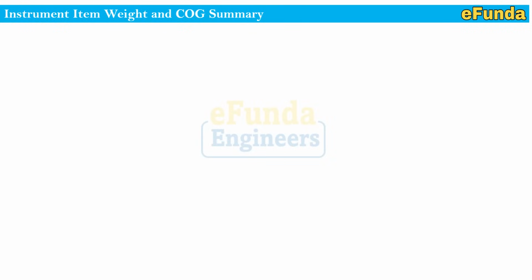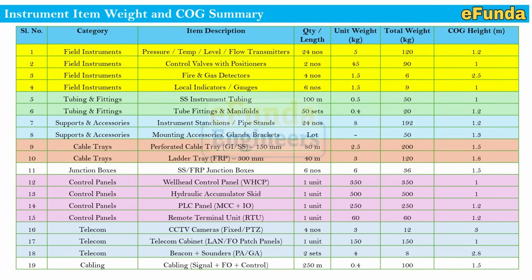Now moving on to the instrument item weight and COG summary. This table is for ready reference, where one can see the categories, item description, quantity, unit weight, total weight, and the COG height mentioned. As you can see in the category of field instruments, various types of field instruments are shown with their quantity, actual weight, and their COG.